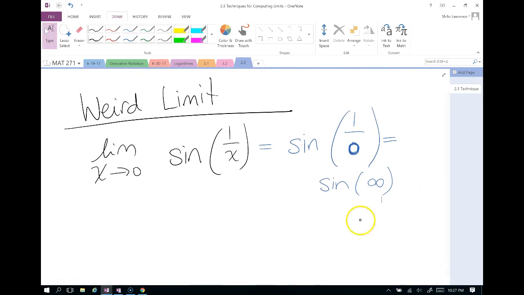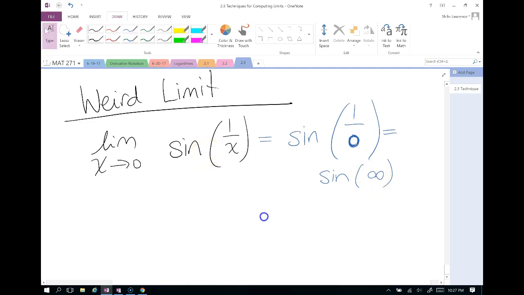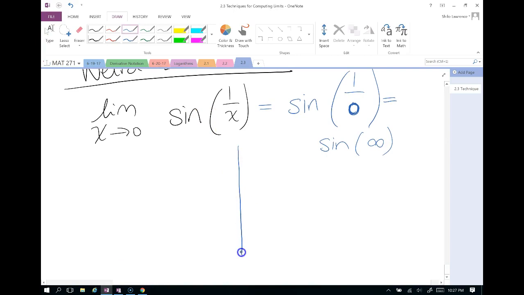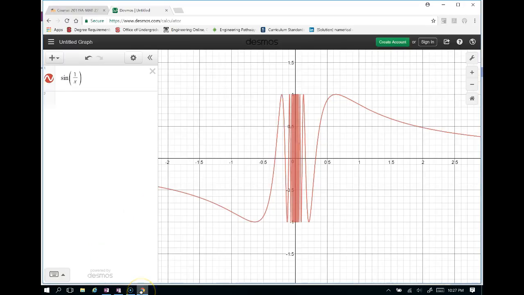Well, sine is an oscillating graph. Sine doesn't ever do one definite thing. Sine is always going back and forth between positive and negative 1. So as we get close to 0, it just does it faster and faster and faster. The sine of 1 over x graph that we just saw in Desmos looked something like this, and let me see if I can copy it well.